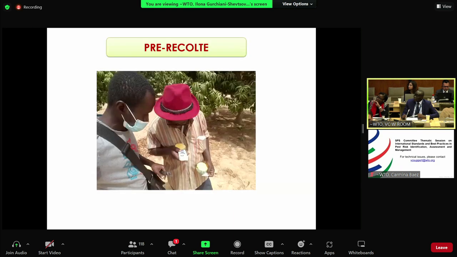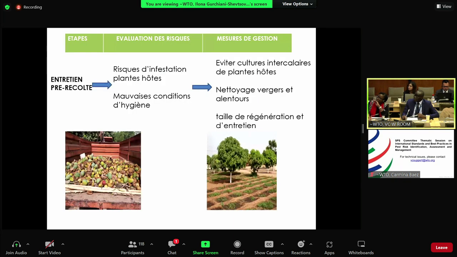Oui, en pré-récolte. C'est un peu comme ça que nous avons préparé la communication. À chaque étape, à chaque maillon, il y a des risques qui sont identifiés. On évalue les risques et des mesures de gestion sont conseillées. Donc là, ce sont des aspects vraiment pratiques.